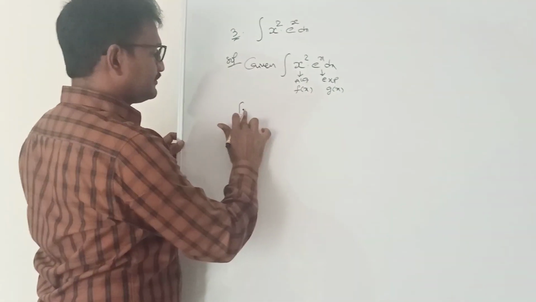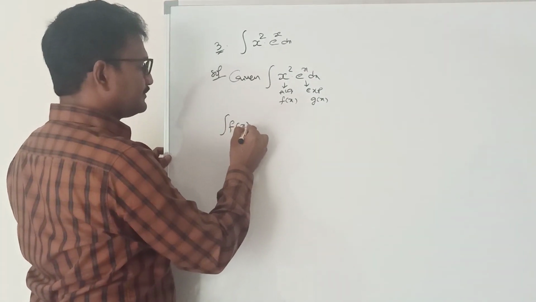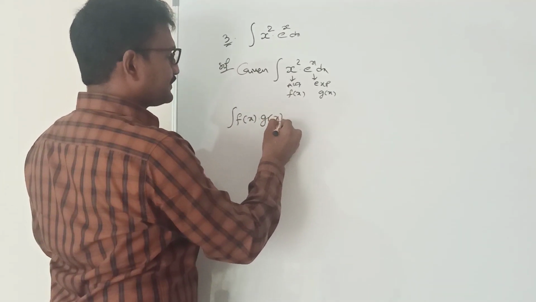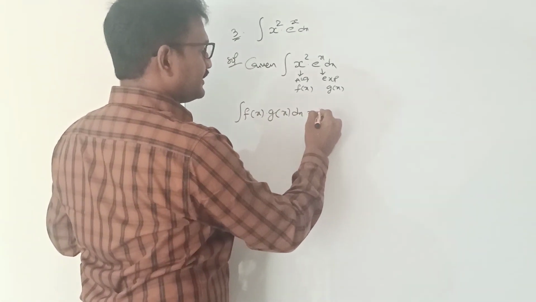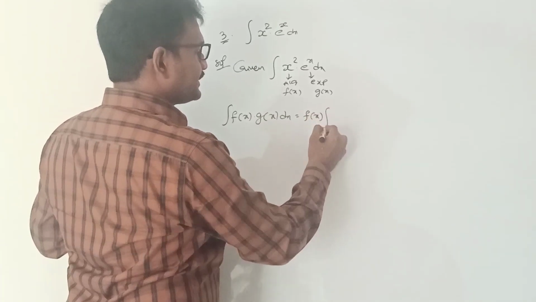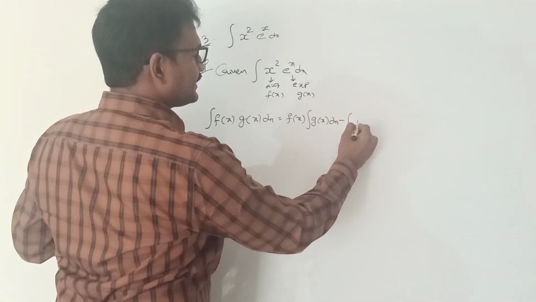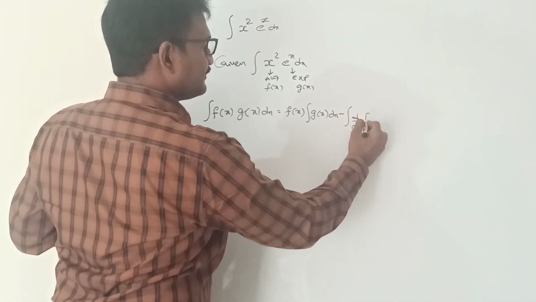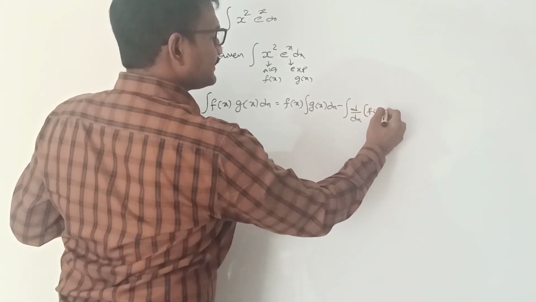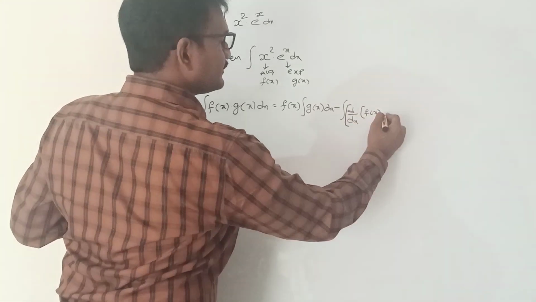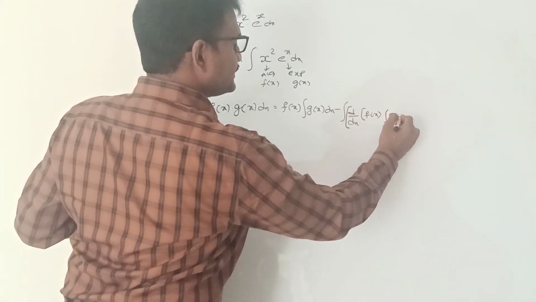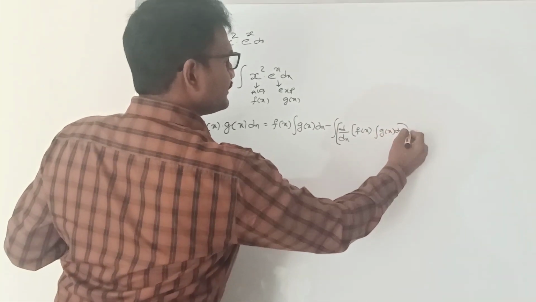Integral of f(x) times g(x) dx is equal to f(x) times the integral of g(x), minus the integral of the derivative of f(x) times the integral of g(x) dx, whole dx.